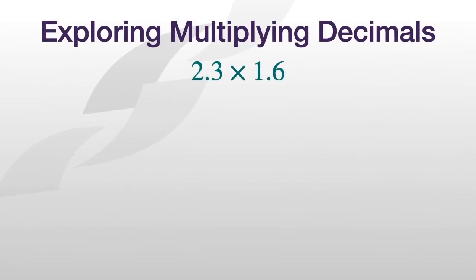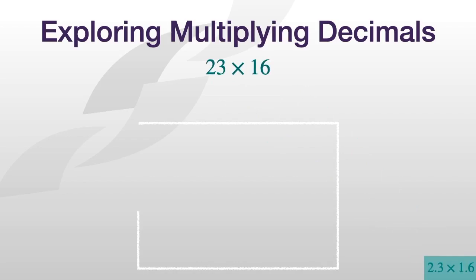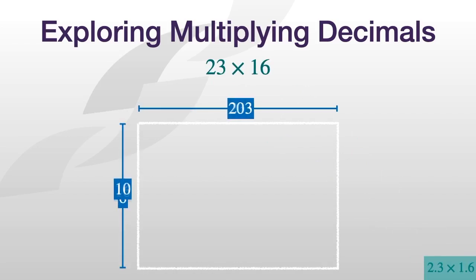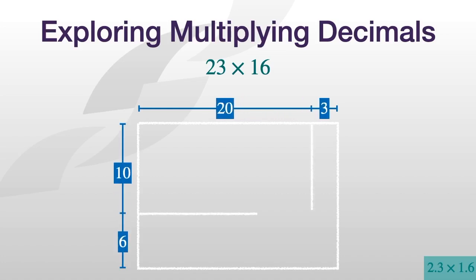If our decimal numbers have 2 digits, then once again it is helpful to think of 2-digit whole numbers first. Let's use an area model. 23 and 16 are the dimensions. It is helpful to split up or partition these numbers into parts that are easier to multiply.